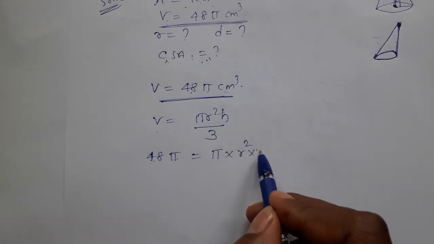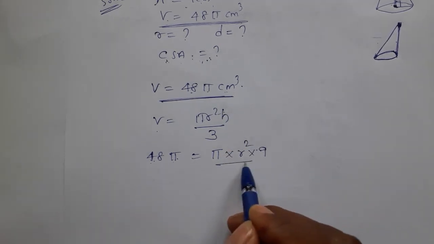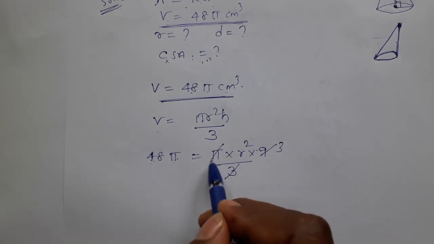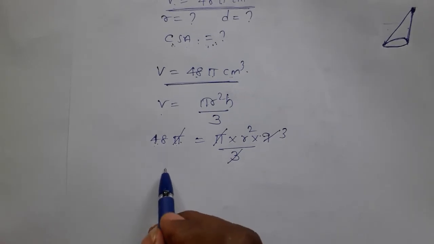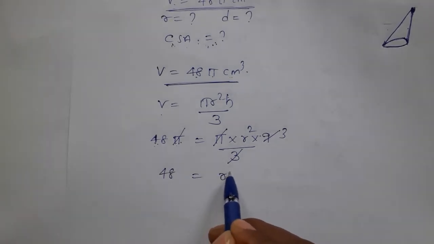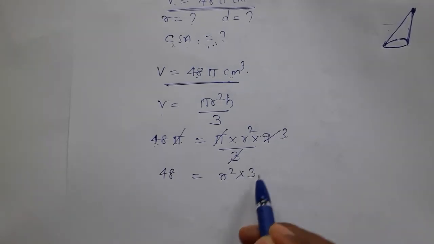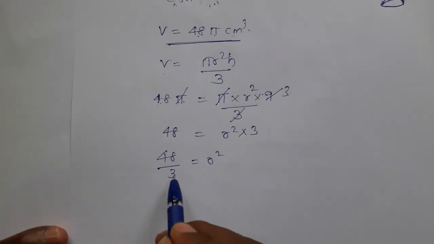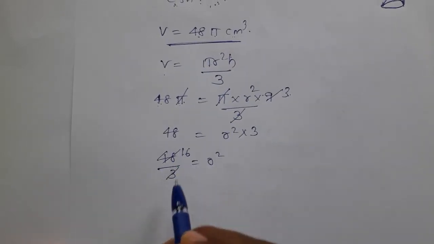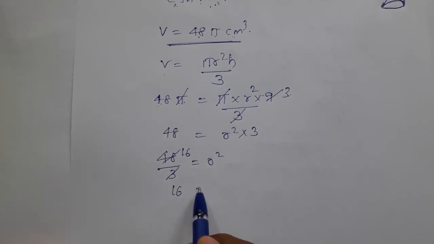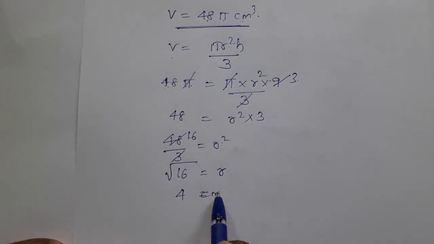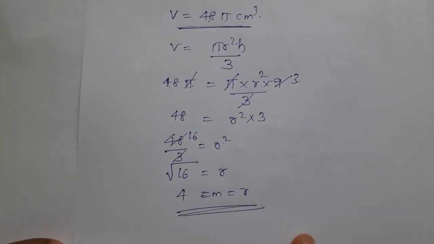H is given in the question. How much? 9 by 3. So 3 3s are cancelled and this pi and pi also cancelled. Now 48 is equal to r square into 3. The 3 shifts over. 48 by 3 equal to r square. 3 16s are 48. 16 is equal to r square. Then r is how much? Root 16. How much? 4 centimeter. Therefore, radius is 4 centimeter.